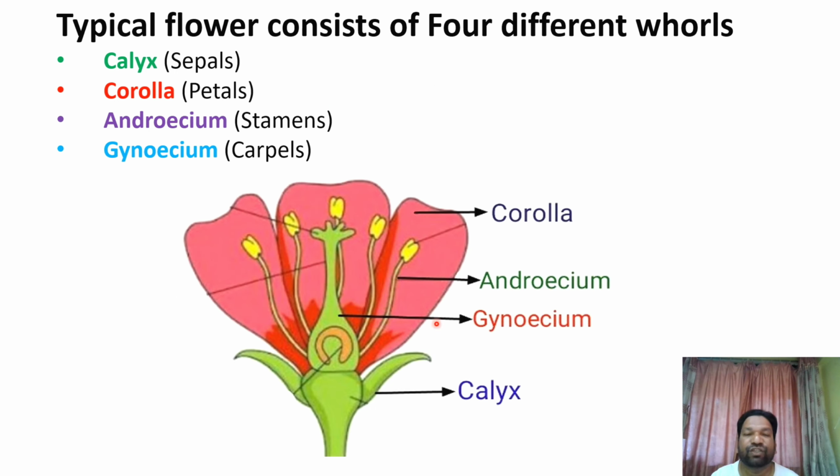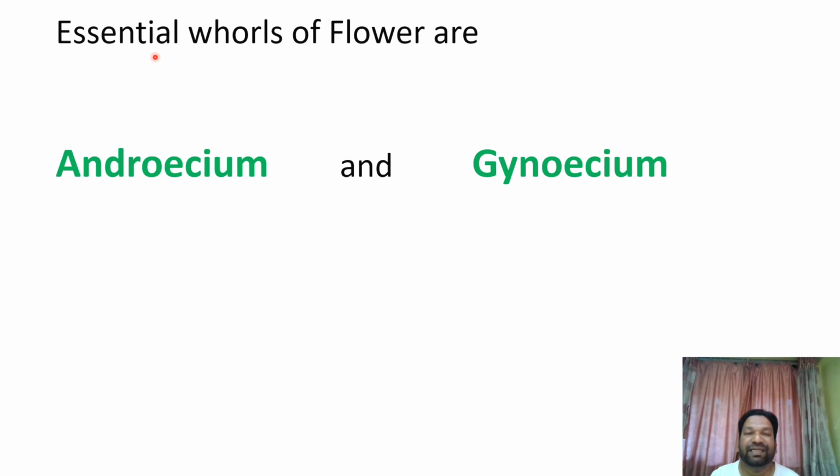A typical flower consists of four whorls: calyx, which is made up of sepals; corolla, which is made up of petals; androecium, made up of stamens; and gynoecium, made up of carpels. The diagram which you see is the LS of a flower. The essential whorls of a flower are androecium, the male reproductive structure, and gynoecium, the female reproductive structure.